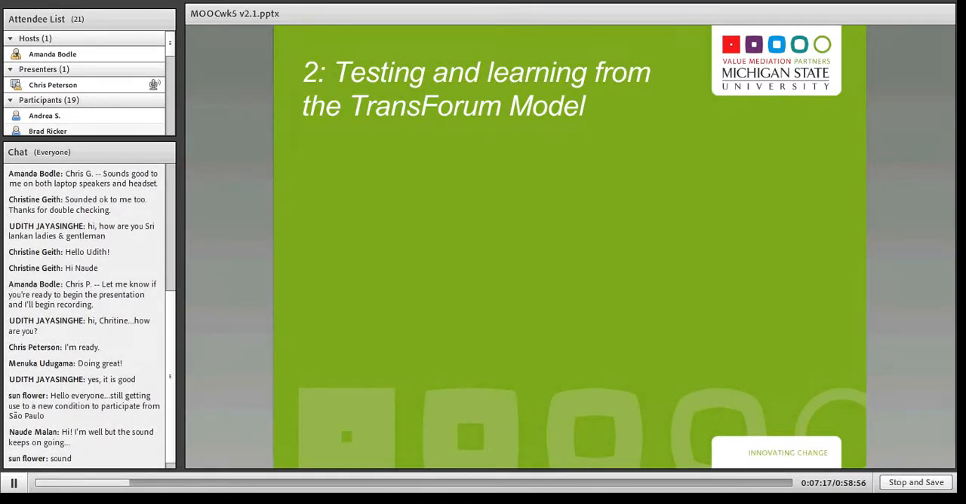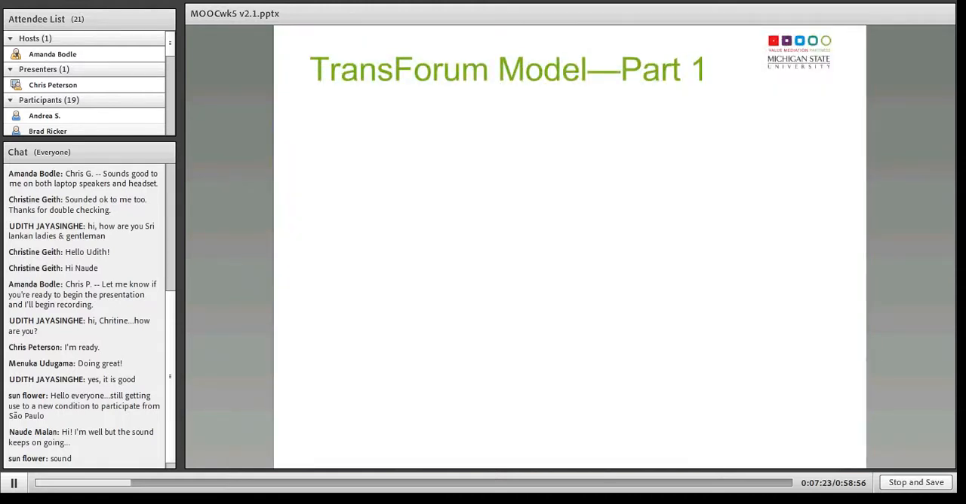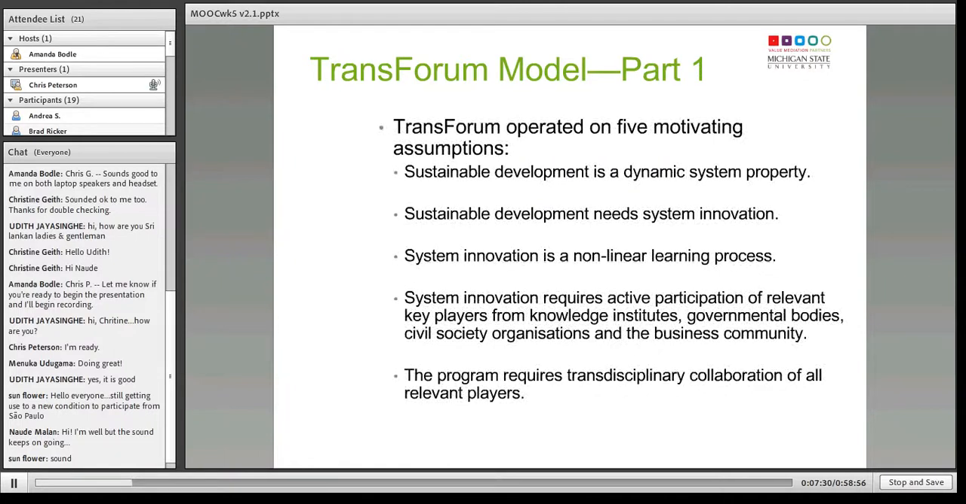Well, the Transforum model really began with a set of motivating assumptions. In other words, these were assumptions that every project was to live by, if you will. And so let's quickly think about these 5 assumptions.